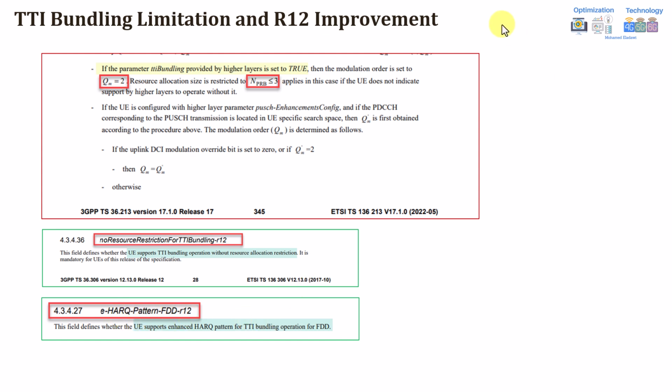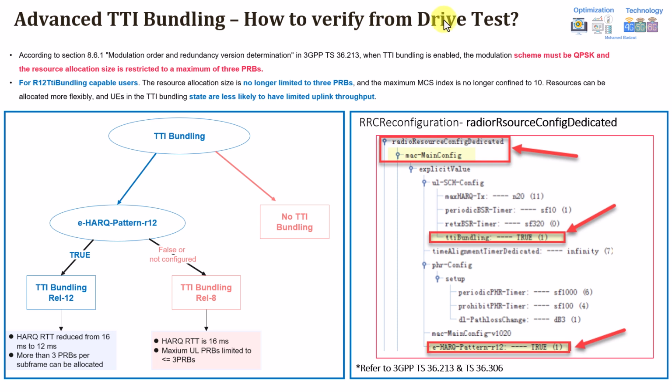So let's see. Here we'll check how to confirm from logs whether advanced TTI bundling, or TTI bundling in general, is being activated or not. And the second point is that I will explain what it means by enhanced HARQ pattern release 12, and we'll check also how to confirm it in the logs. The first two commands here are just quoted from the 3GPP document, which I just showed you in the previous slide.